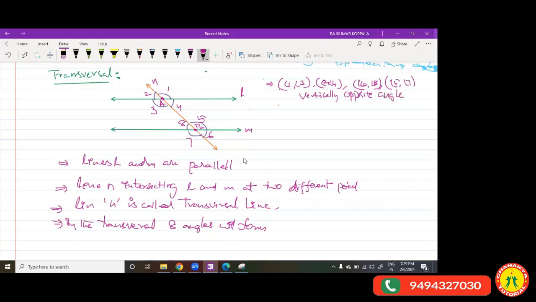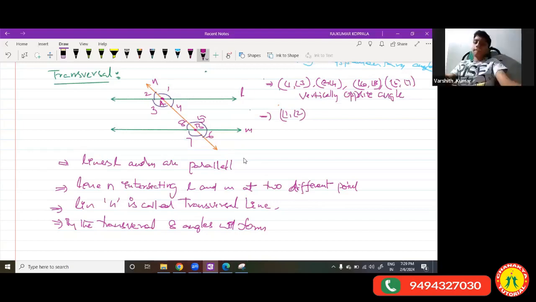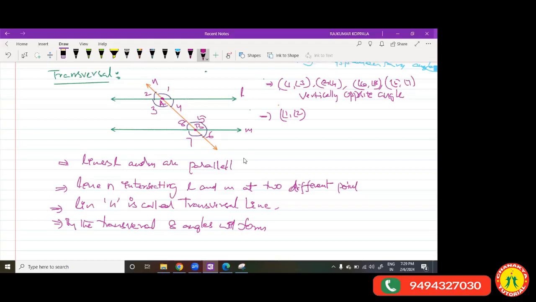Then angle 1, angle 2. What type of angles? Adjacent and supplementary. So angle 1 and angle 2 are called linear pair angles. Angle 1, angle 2 are adjacent. At the same time, their sum is 180 degrees. So angle 1 and angle 2 are a linear pair.